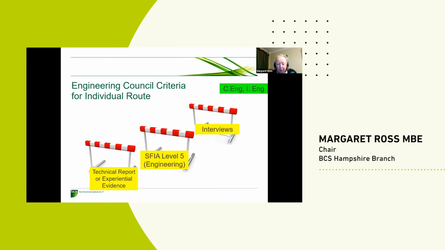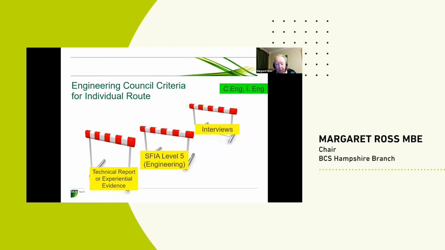Now, with these individual routes, you still have to reach the level 5 and you still have the interviews, but you can either produce a technical report or you can produce experiential evidence. In other words, evidence of exactly what you've done to prove that you have this sort of knowledge and skills. So really for an individual route, this technical report or the evidential route is very important. So this is something that you have to watch out for.